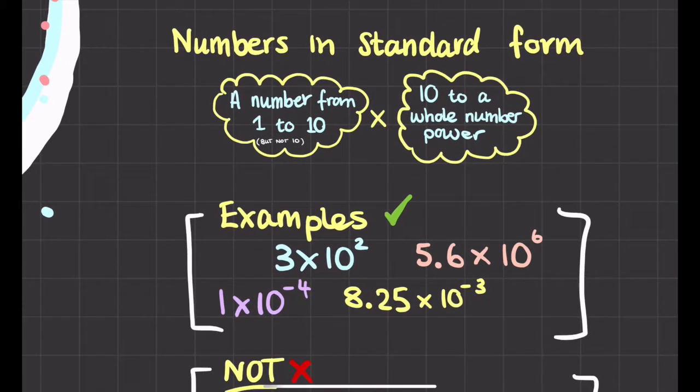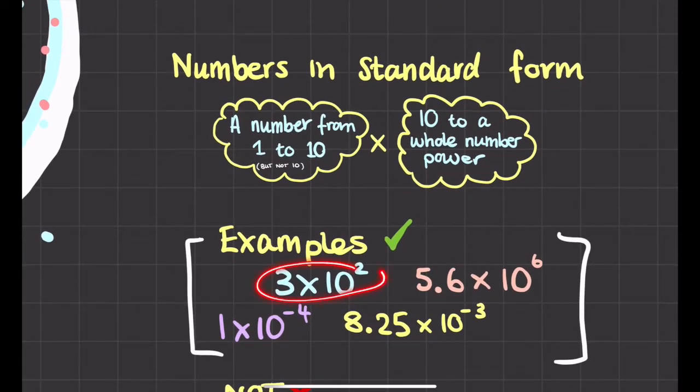Okay, so let's have a look at some examples. So here's our first example: 3 times 10 to the power of 2. So we've got our number between 1 and 10, and we've got some power of 10. Okay, here's another one. I've got a number between 1 and 10. 1's allowed. And I've got a power of 10, and 10 to the power of minus 4, that's allowed because that's a whole number power. Right, this other one here, maybe. This is also a number between 1 and 10. We're allowed to have decimal numbers, that's fine. And it's multiplied by a power of 10.